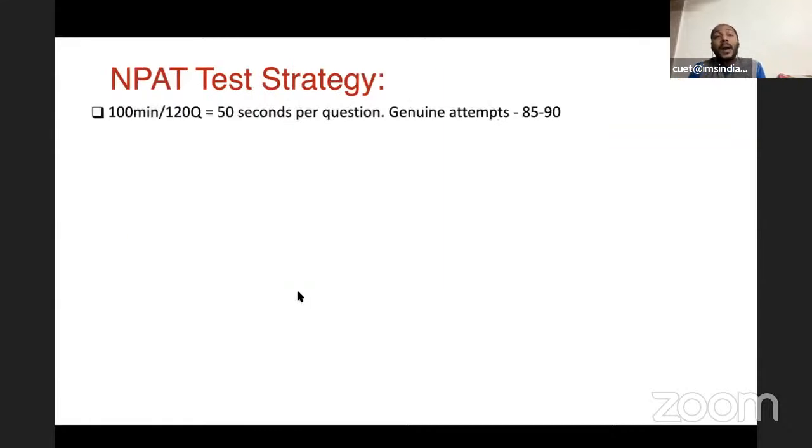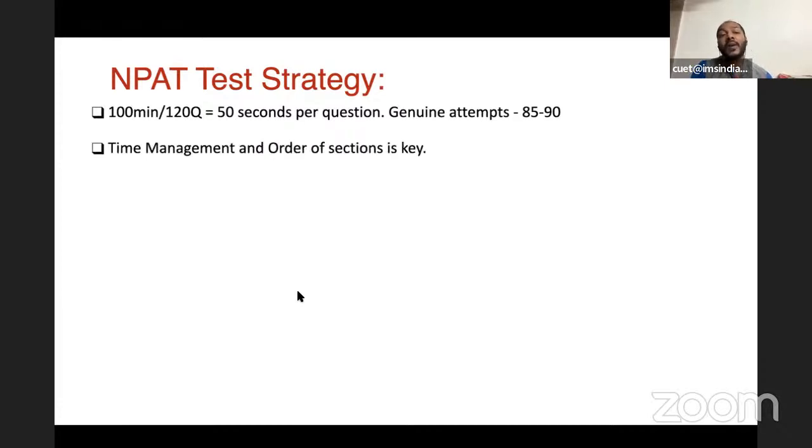Lastly, the NPAT test strategy. You have only 100 minutes for 120 questions, that is 50 seconds per question. But you're not attempting all 120 questions. You'll genuinely try to attempt only 80 to 85 or 90 questions maximum. The remaining are going to be random bluffs, right? Because there's no negative marking. So how do you achieve this 85 to 90 attempts?